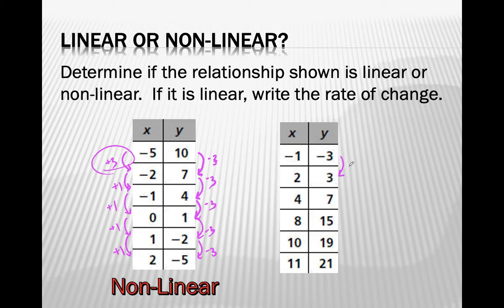From -3 to 3, that's an increase of +6, +4, okay, so when you first look at this, you're thinking, okay, these are all over the place. But you have to check the x side also. From -1 to +2 is a change of 3, a change of 2, a change of 4, a change of 2, and a change of 1.